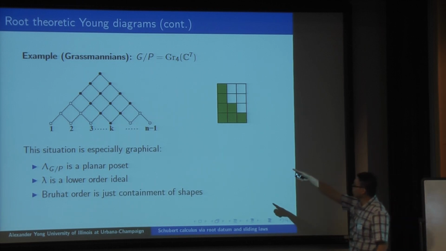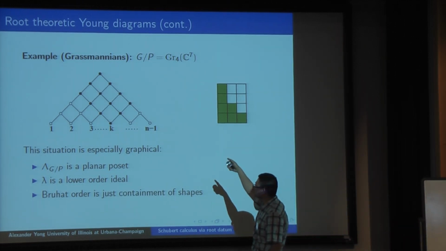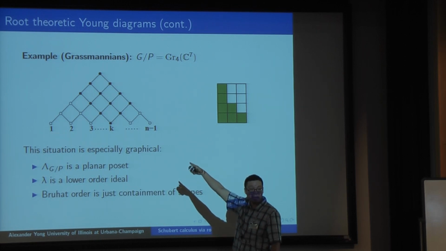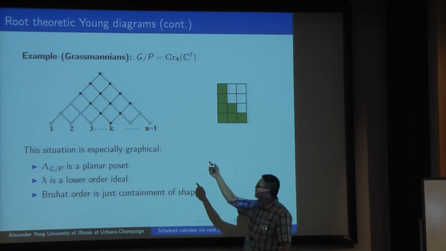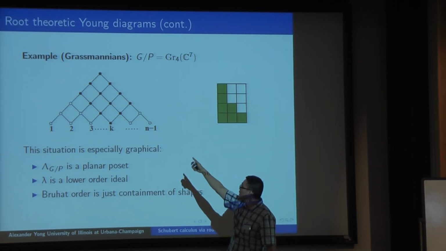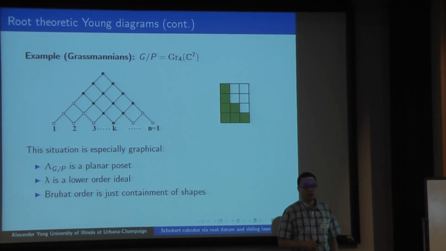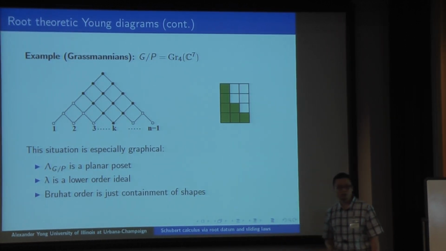So in this picture here, this triangle is the poset of positive roots, and if I look at the Grassmannian corresponding to that node that's labeled K, then this lambda G mod P is going to be all the black dots above it. That's what it means to be the Schubert rectangle that we always draw when we're talking about Grassmannian Schubert calculus. And so the usual way of talking about Grassmannian Schubert calculus is you're looking at partitions contained inside this rectangle, but in fact, in this case, they're lower order ideals.